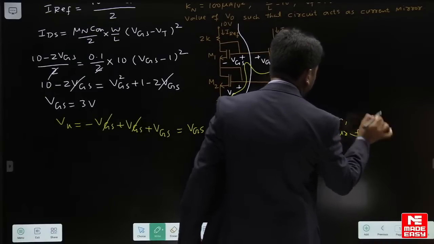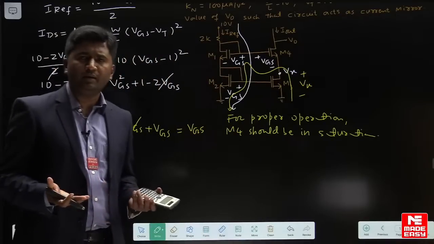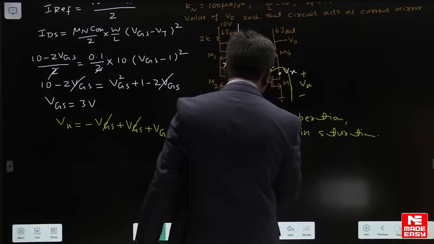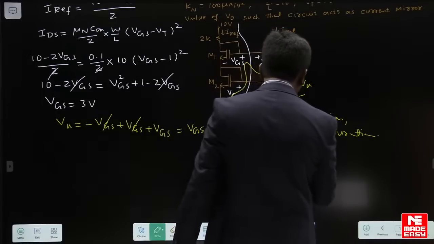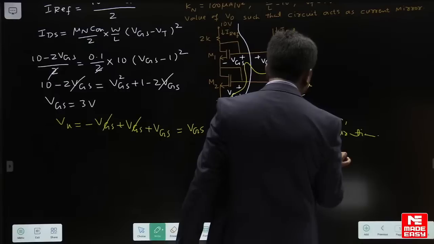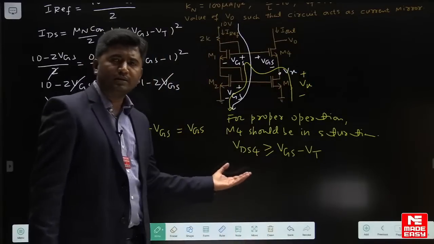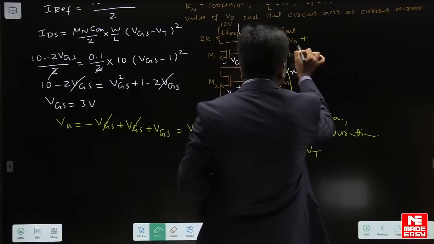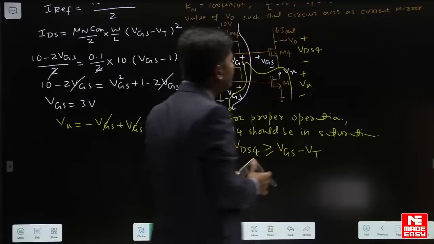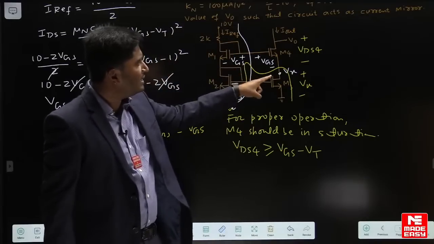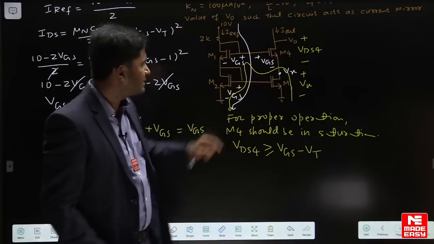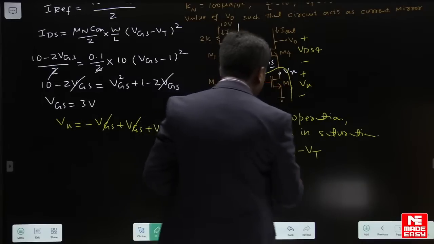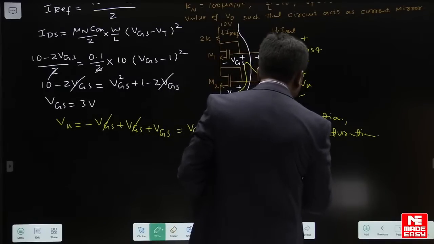Okay, so M4 should also be in saturation, and you know the condition for saturation, VDS4 should be greater than or equal to VGS minus VT. Condition for saturation region. Now what is VDS4 here? अगर आप ठीक से देखते हैं that VDS4, it will be V0 minus Vx. Okay, V0 minus Vx greater than or equal to VGS minus VT.